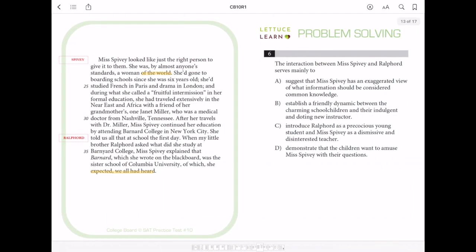Question number 6. The question mentions Spivey and Ralford, and we immediately remember where Ralford was mentioned, the latter half of the second paragraph. And we can check that the only mark was with expecting something. So, we're going to go to the answer choices and see which one mentions Spivey expecting something.